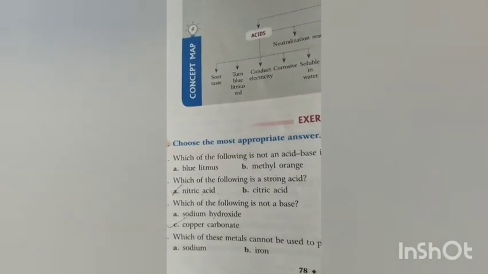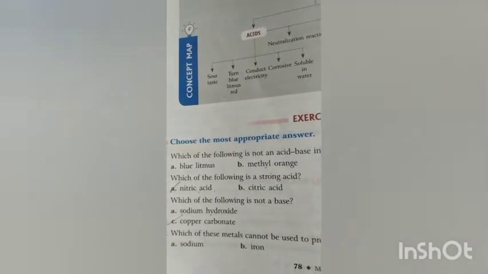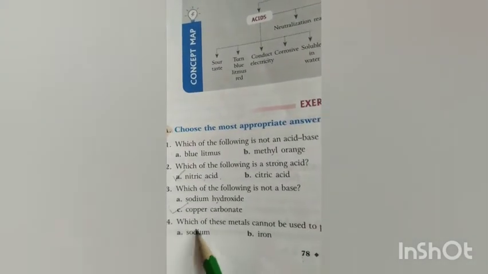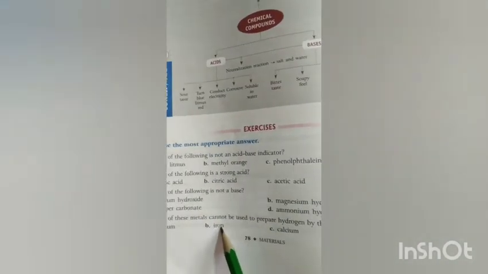So now read question number 4. Everyone, what does question 4 say? Which of these metals cannot be used to prepare hydrogen by the action of an acid? So which of these metals cannot prepare hydrogen by the action of acid? Is it sodium? Is it iron? Is it calcium? Or is it copper?